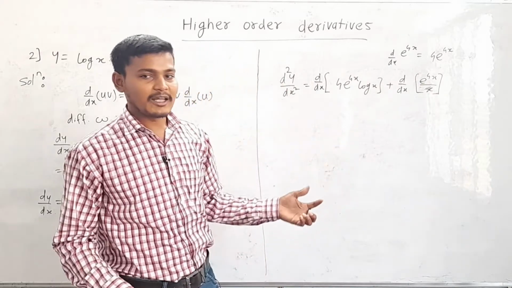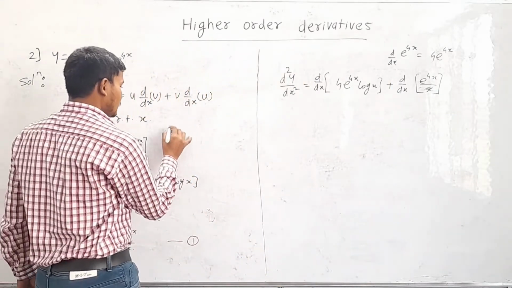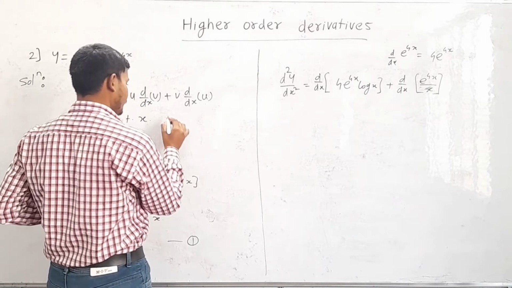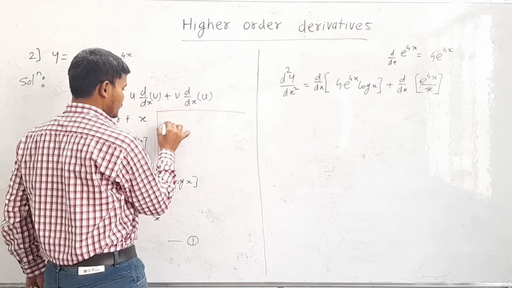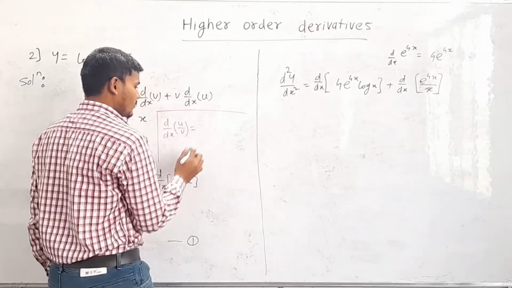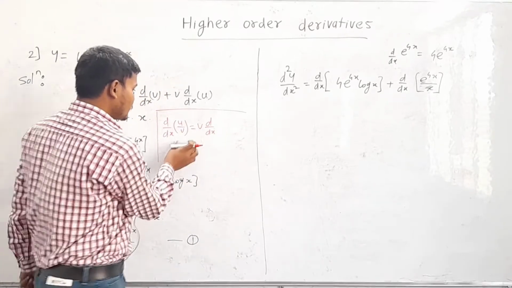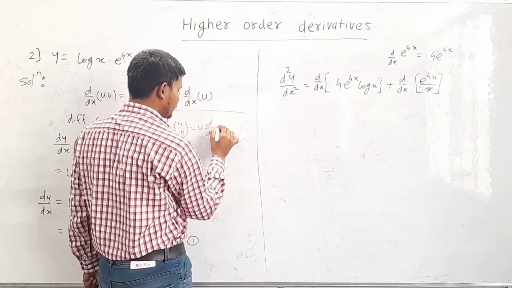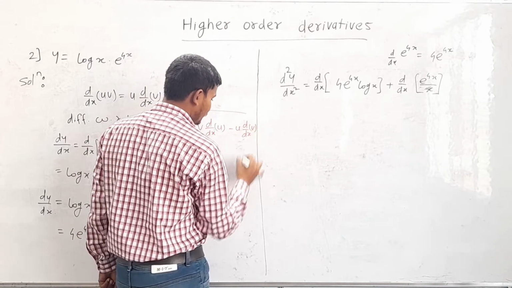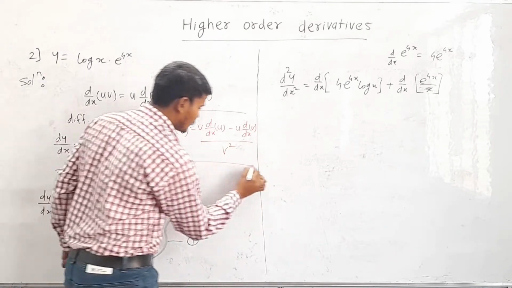Now, here again we have to apply the product rule and the quotient rule. The quotient rule is that if u and v are the two functions, then it is the denominator as it is times the derivative of the numerator, that is d by dx of u, minus u times the derivative of v, and the whole divided by the denominator square. This is the quotient rule of differentiation.